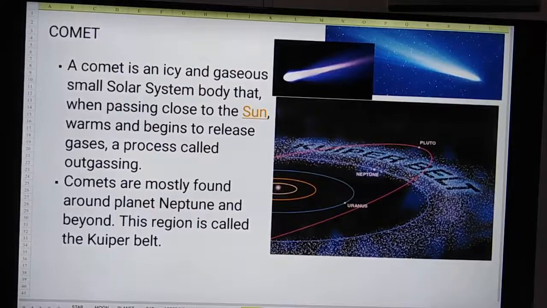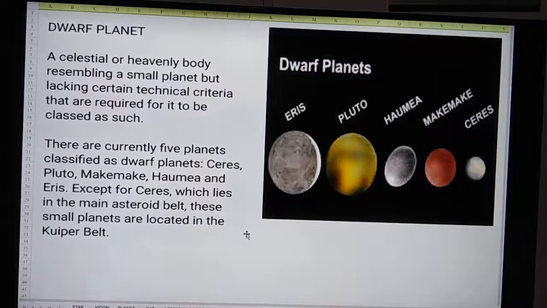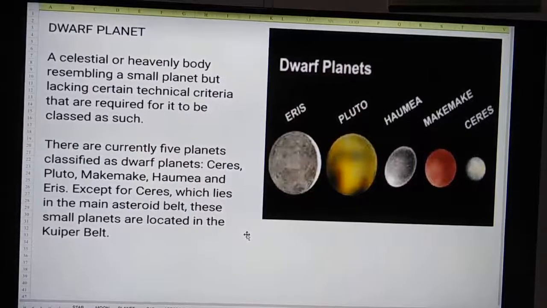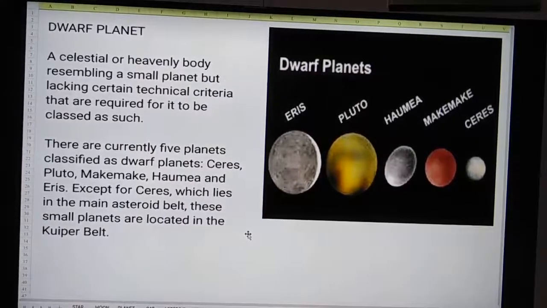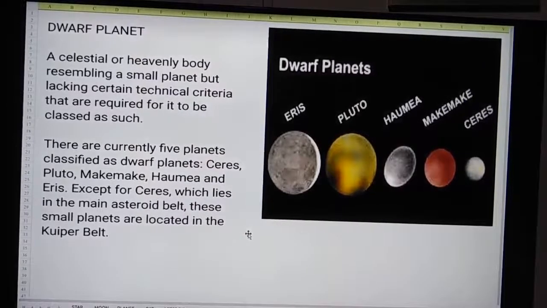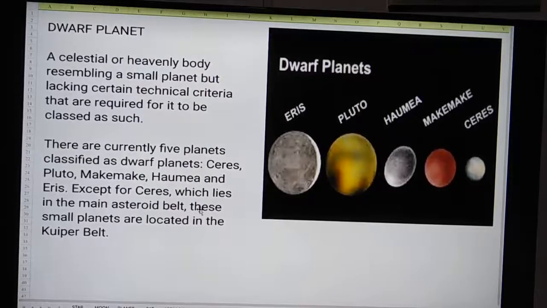We'll go to the last but not the least item. That is the dwarf planet. A dwarf planet is a celestial heavenly body resembling a small planet, but lacking certain technical criteria that are required for it to be classified as such. What we mean here is that we have main planets like Mercury, Mars, Earth itself, Venus, Saturn, Neptune, Jupiter, Uranus. Those are the 8 planets.